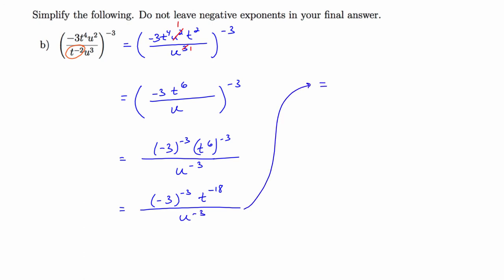As a final step of simplification, simply because, again, the directions say do not leave negative exponents in our answer, we will now move things around again. Negative 3 to the negative third in the top becomes negative 3 to the positive third in the bottom. T to the negative 18th in the numerator becomes t to the positive 18th in the denominator. U to the negative third in the denominator becomes u to the positive third in the numerator. And the final thing we might be inclined to do is to simplify negative 3 in parentheses to the third, which becomes negative 27. So our final answer is u to the third over negative 27 t to the 18th.